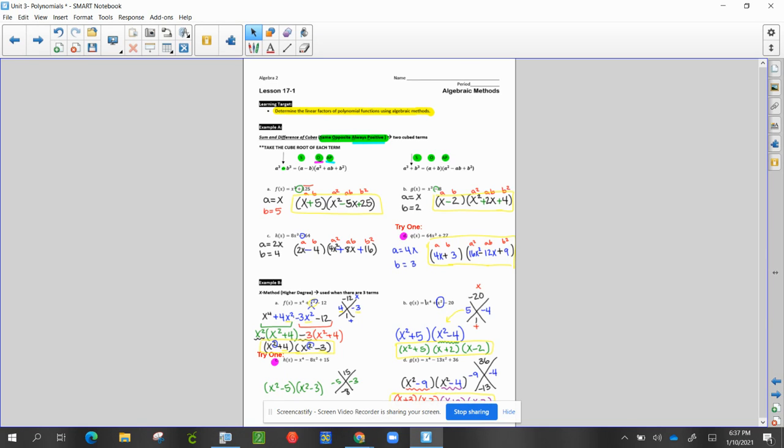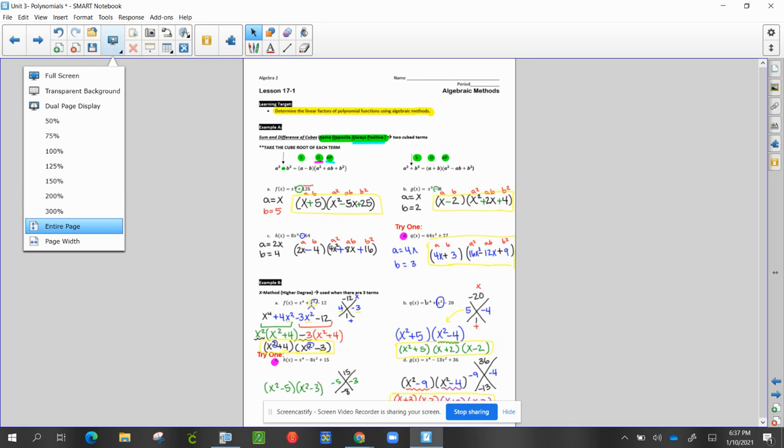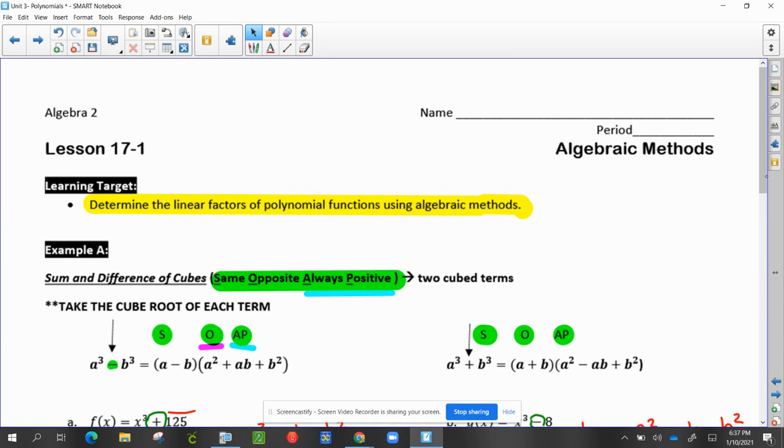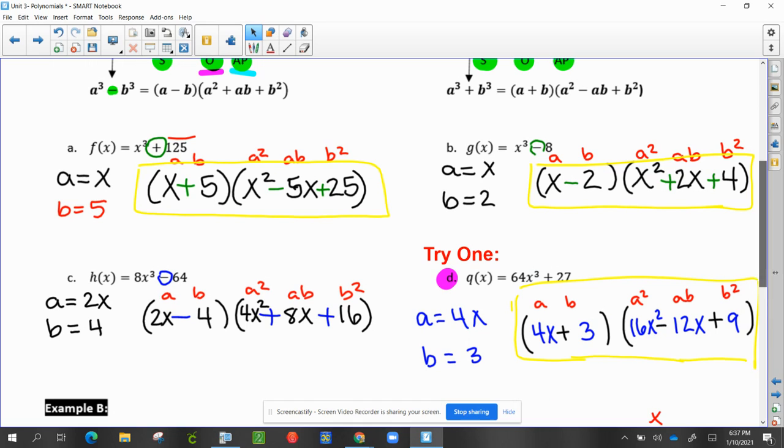The only thing that's really new and different is this difference and sum of cubes. Let me go back to that really quick. Okay, so they always follow this same exact pattern here. A squared, a times b, b squared. Okay, and then SOAP, same, opposite, always positive, with how you put your signs in the problem.